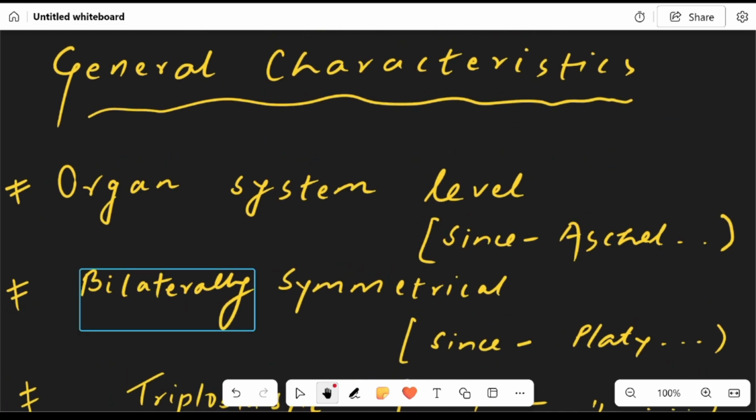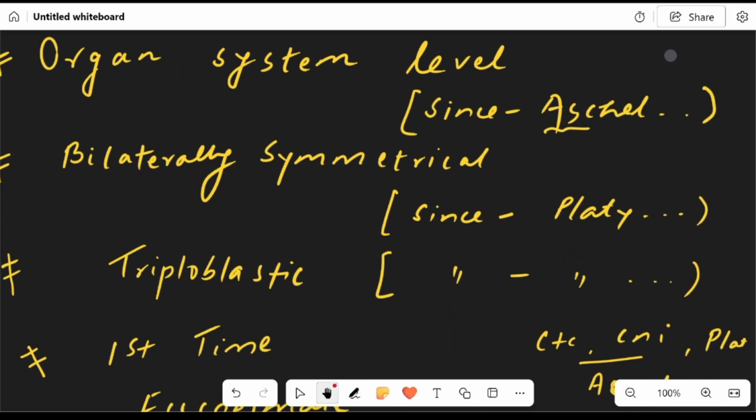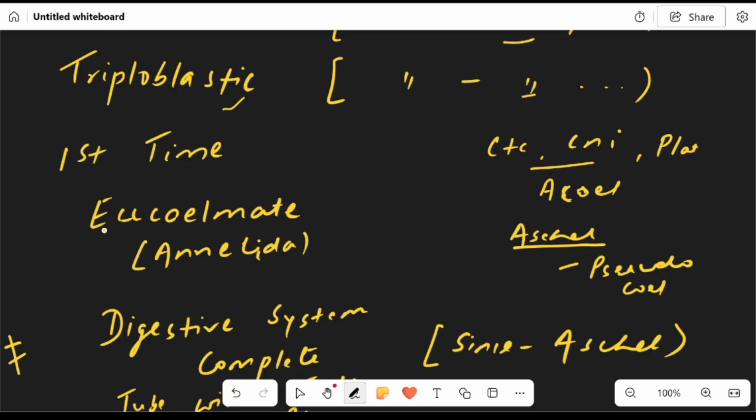It has got an organ system level, from Aschelminthes. It's bilaterally symmetrical since Platyhelminthes, and it's triploblastic since Platyhelminthes. First time, the eucoelomate arrangement is found in Annelida. Before that, in Ctenophora, Cnidaria, Platyhelminthes, these were acoelomates, and Aschelminthes was pseudocoelomate.